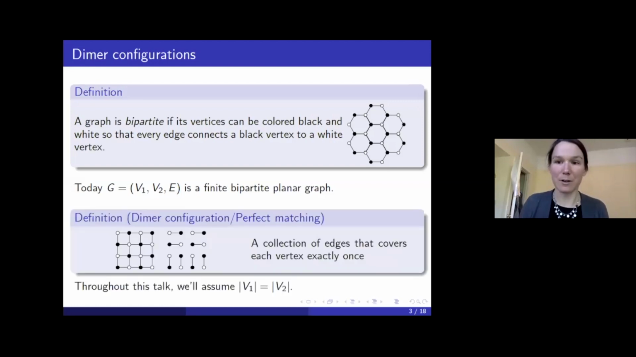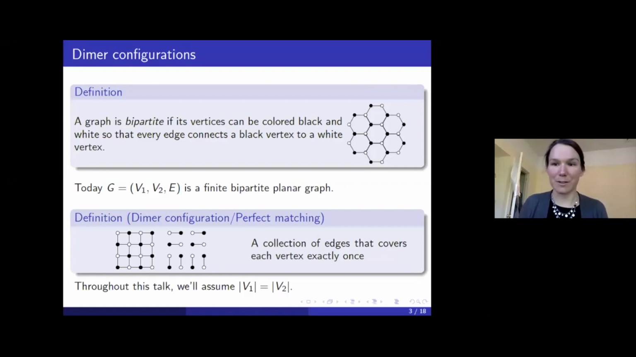Now a dimer configuration, which is also called a perfect matching of such a graph, is a collection of edges that covers each vertex exactly once. Shown is a grid graph and a dimer configuration of that graph. Throughout this talk, we'll assume that the number of black vertices is equal to the number of white vertices, because if that's not the case, then the graph doesn't have any dimer configurations.